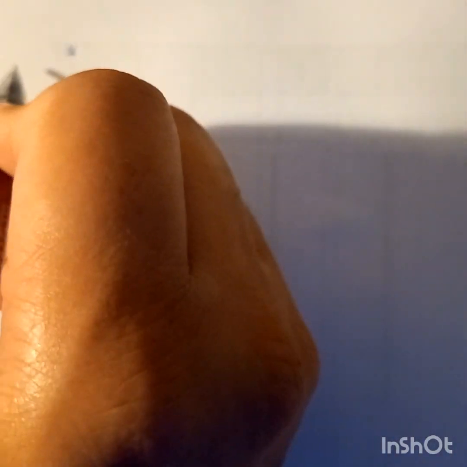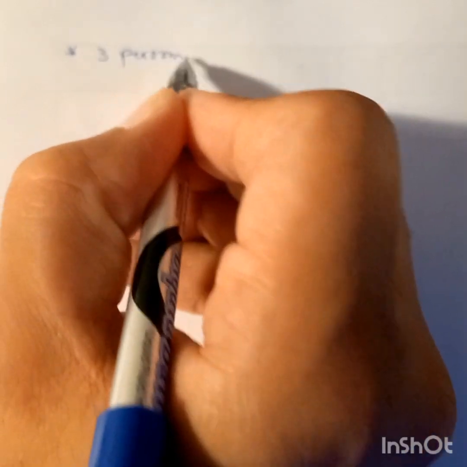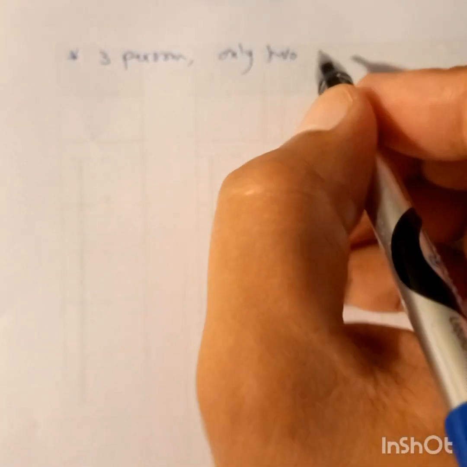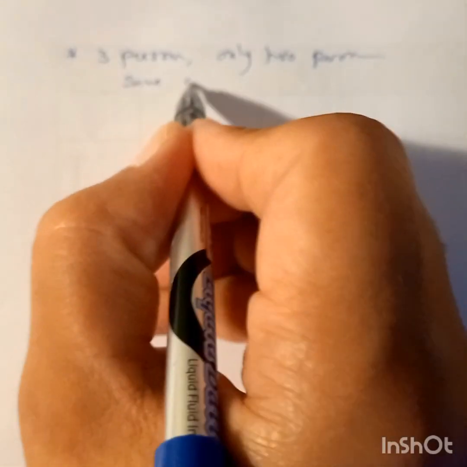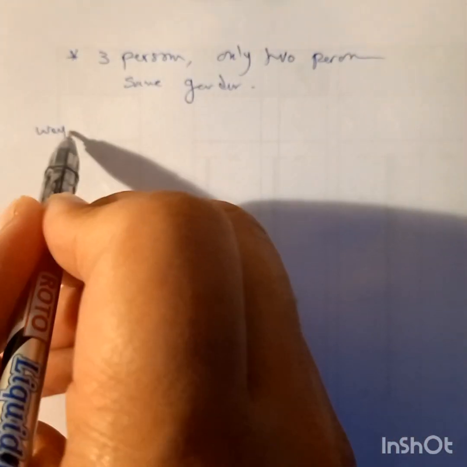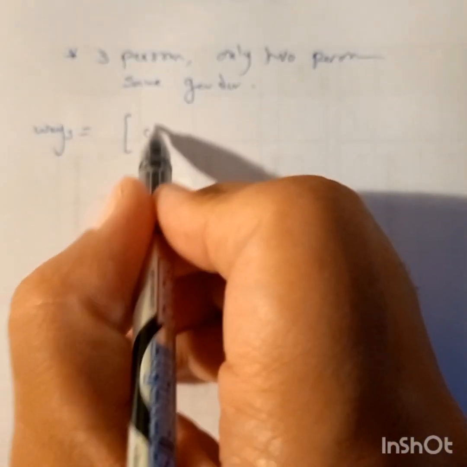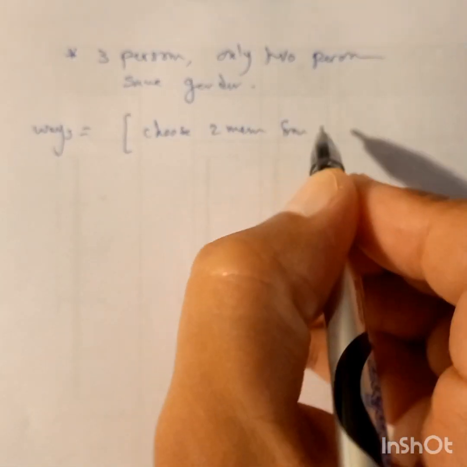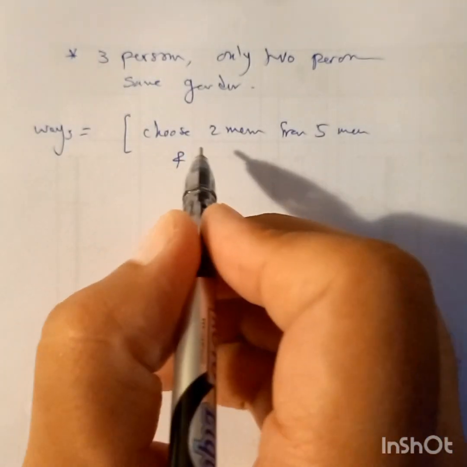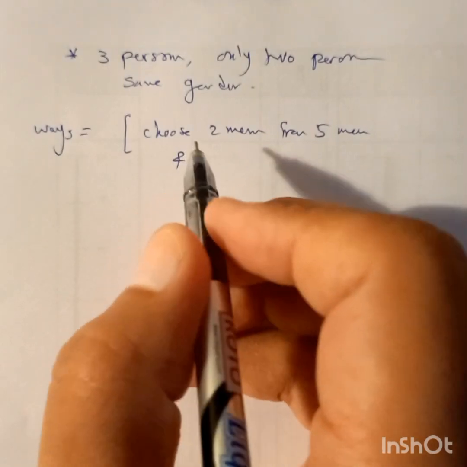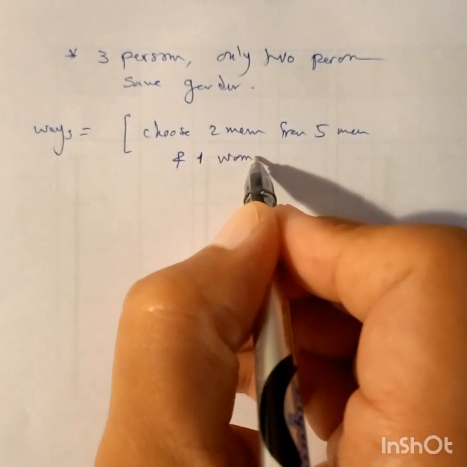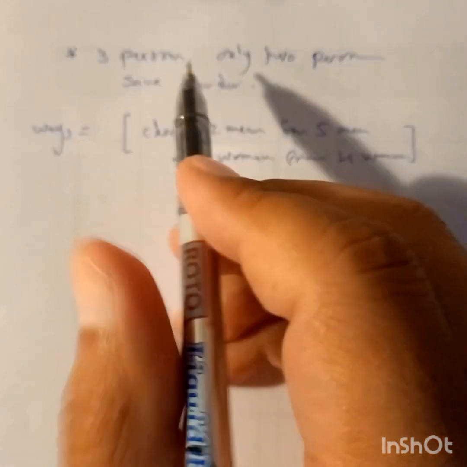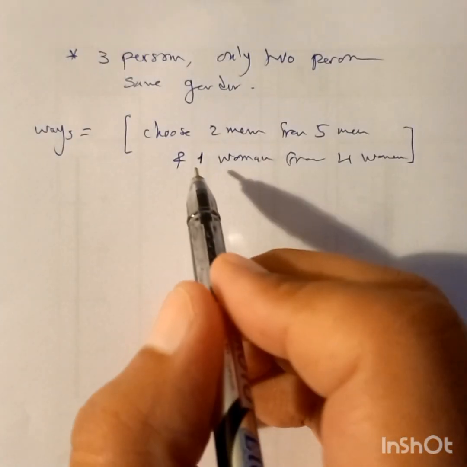Secondly, we need to select 3 persons from the main group consisting of 5 men and 4 women, such that only 2 of these 3 persons have the same gender. Then the number of ways can be found as follows. First we choose, and choose means we don't have arrangement or ordering, 2 men from 5 men, and we need to add another person, one woman from 4 women. This is the first choice to form this 3-person team: two having the same gender, men, and another one a woman.